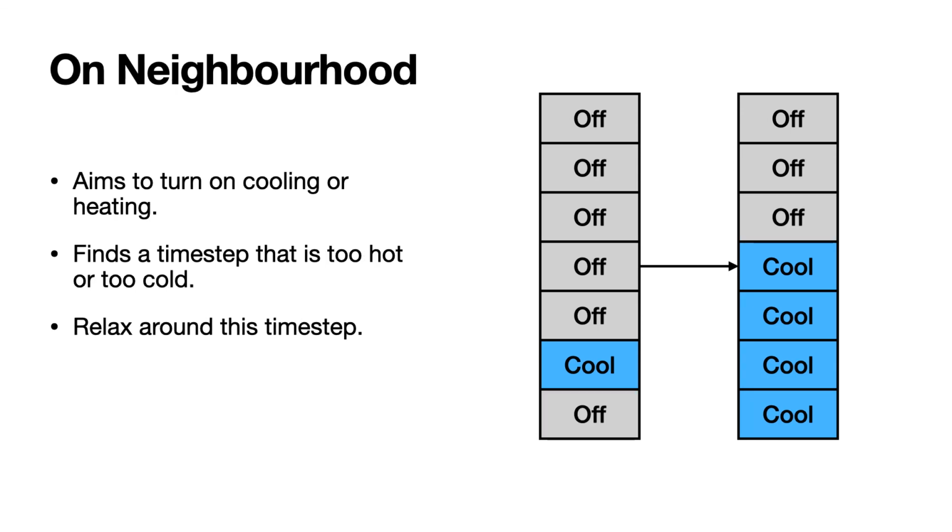The last neighborhood is the on neighborhood. This neighborhood tries to turn on cooling or heating. It finds a time step that is off and is either too hot or too cold, and then it relaxes the time steps surrounding this time step. It is essentially the opposite of the first 2 off neighborhoods. There is only one on neighborhood but 2 off neighborhoods. This asymmetry arises because we have 2 on modes, the cooling and heating, but only one off mode.